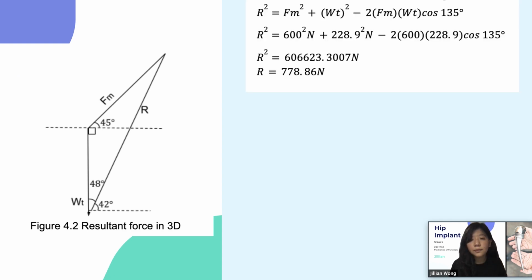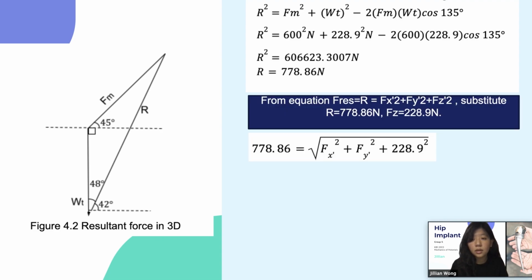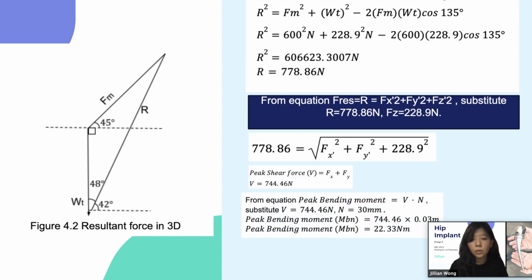Next, for the resultant force, the formula used is R squared equals Fm squared plus Wt squared minus 2 Fm Wt cos 135 degrees, which is 45 degrees plus 90 degrees. The resultant force will be 778.86 Newton. Next, to substitute the values of R and Fz into the equation, we can get the peak shear force V equals 744.46 Newton. Next, we will need to calculate the bending moment, which is V multiplied with N. So, peak bending moment equals 22.33 Newton meter.